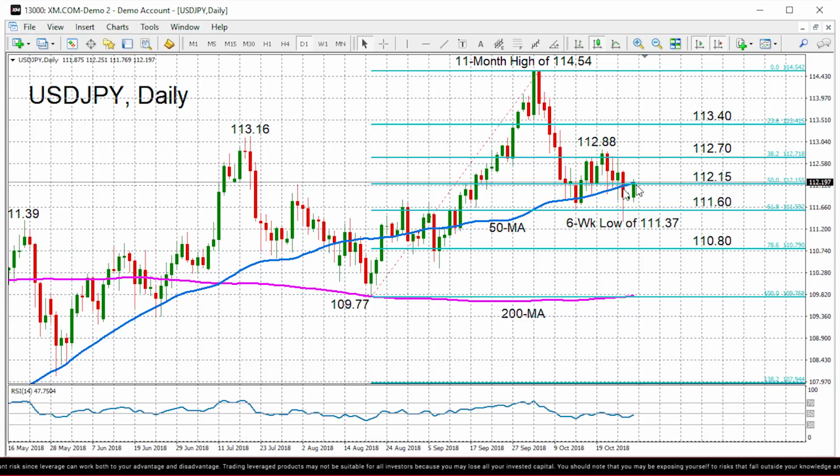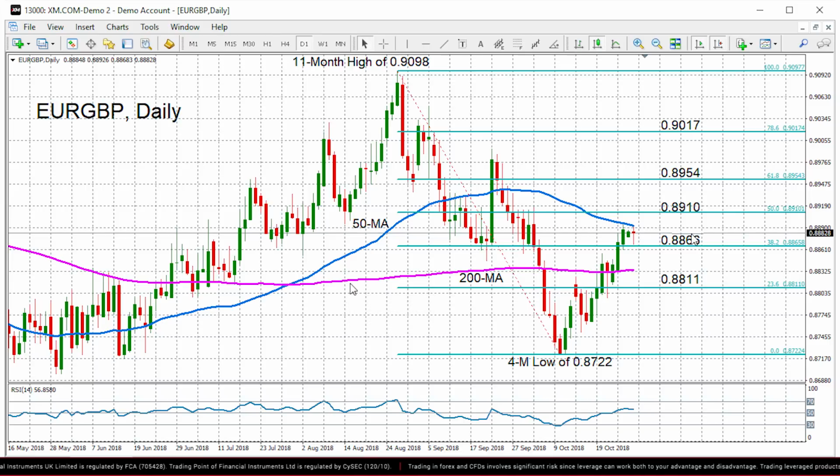However, failure to break above that immediate resistance region could see the pair reversing lower and heading towards support at 111.60, around the 61.8% Fibonacci retracement. Just below that, we had that 6-week low of 111.37 on Friday, and a breach of that support would take the pair towards the 78.6% Fibonacci at 110.80, and below that, the next major support would come from the 200-day moving average at 109.77. Let's now move on to euro pound.